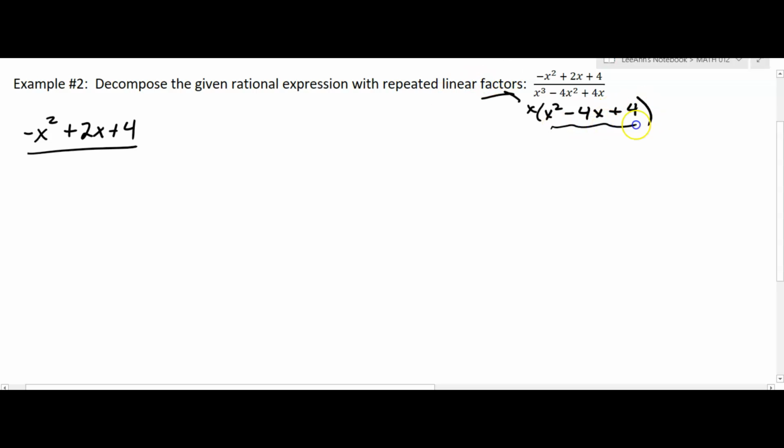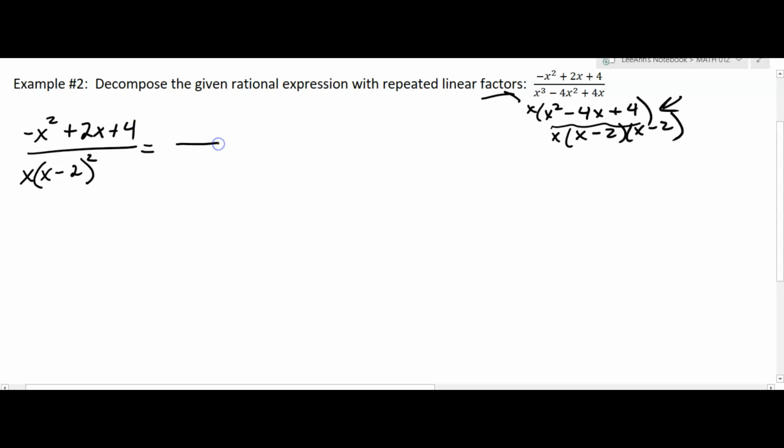And then this actually factors, right? Okay, so I get x times x minus 2. I'm going to write it squared. So x minus 2 times x minus 2 is this one, x squared minus 4x plus 4. I can write that if you want to see it. There. Anyway, you can FOIL it out or whatever. Okay, now we're going to set up the partial fraction decomposition.